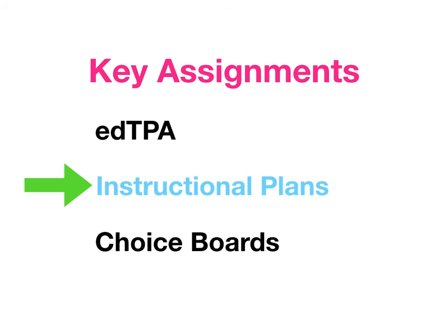Up next, Key Assignment Instructional Plans. The Instructional Plan section of SED 392 represents 30% of your overall grade. You are able to choose the plans that you submit, so please review the rubric and choose plans that you feel evidence the indicators described on the rubric.